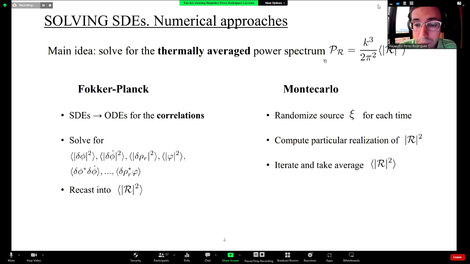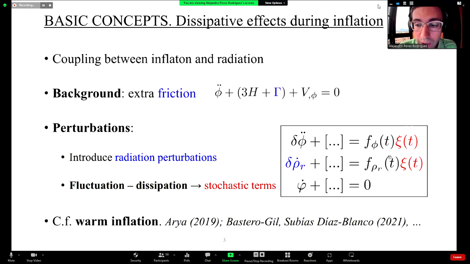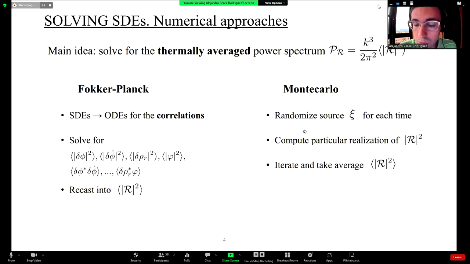And the other approach is a pure Monte Carlo approach in which we randomize the stochastic source. We compute several times particular realizations of the perturbations and of the comoving curvature perturbation. And iterating and taking the average, we estimate this thermal average and again compute the power spectrum. And we have found in our results that both methods are nicely consistent.